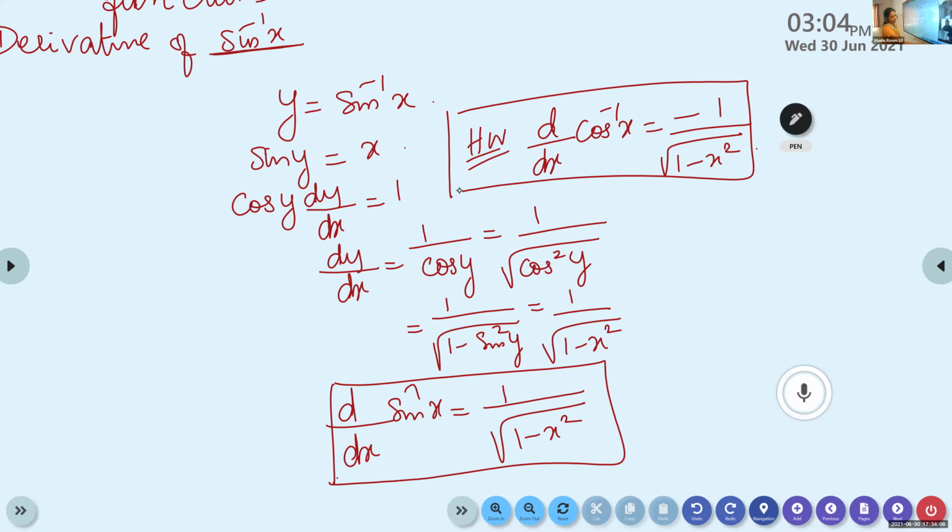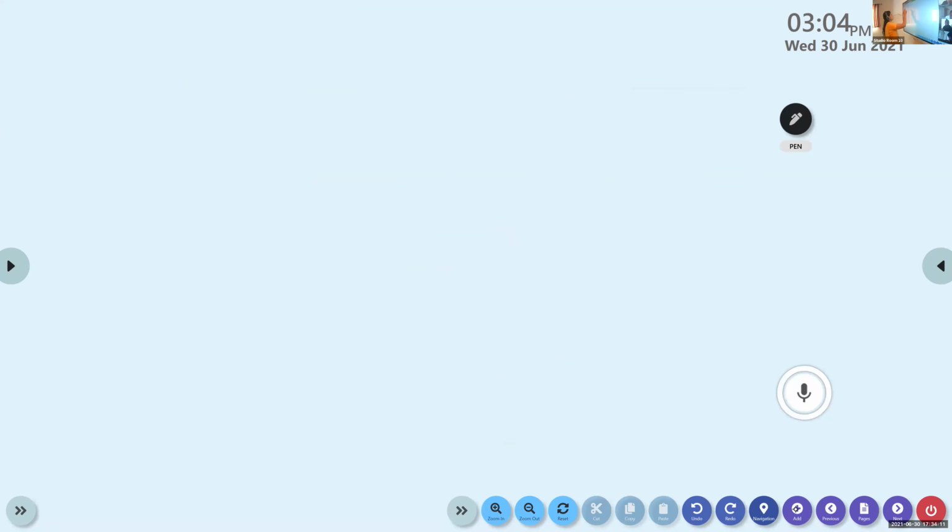Prove the derivative of tan inverse of x is 1 by 1 plus x square. So what is the method? Can you give the steps? You try it, children. Okay, tell me. What is the derivative of tan inverse of x?